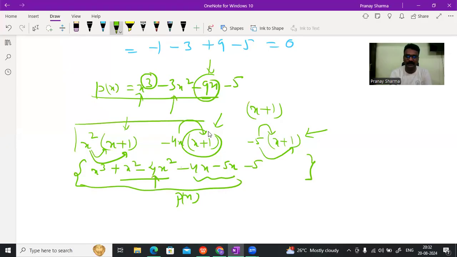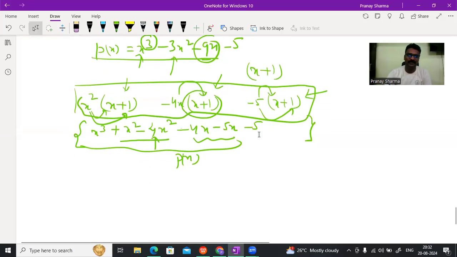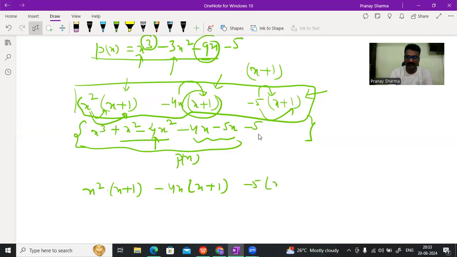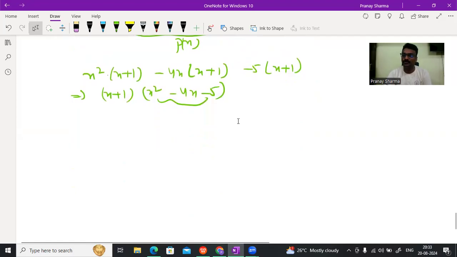So our point of interest will be this area, right? I'll be rewriting it, which is x squared into x plus 1, minus 4x into x plus 1, minus 5 into x plus 1. If you scan it from left to right, x plus 1 can be taken out as common. So we have x squared minus 4x minus 5. Again, this is a quadratic function. We need to further split it, right? We'll be having two factors. We won't be having more than two. Both of them can be identical, right?